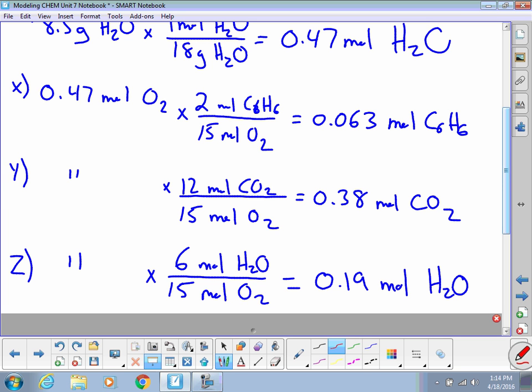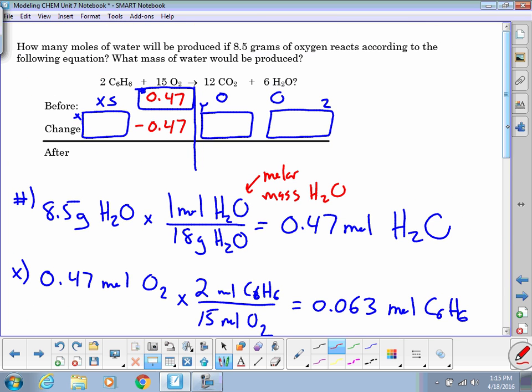And then I've got my ditto marks here because we're starting with the same mole of oxygen, but I got my new mole ratio, 12 moles CO2 over 15 moles of O2, and then the last one, 6 moles of H2O over 15 moles of O2, and you can see the values that we end up with there. Once we have those, we can plug those numbers into our table. So negative 0.063, we're going to be going up by 0.38 moles and up by 0.19 moles.